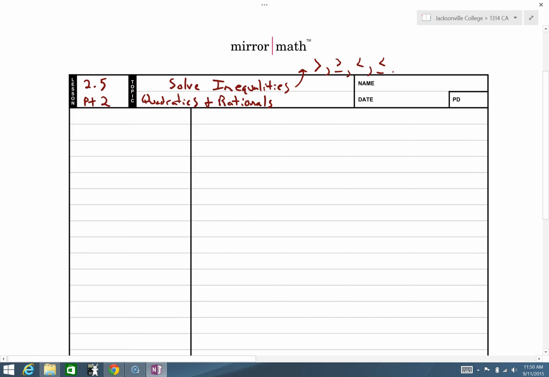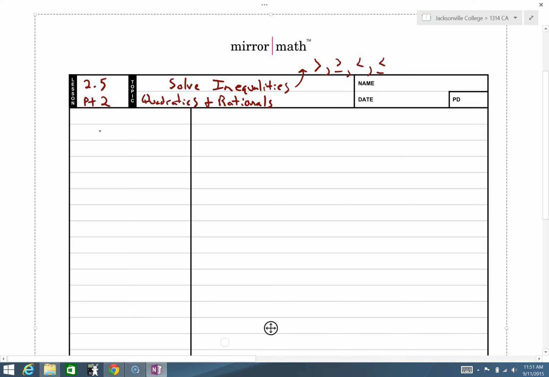In this video, we will be looking at 2.5 Part 2. We're dealing with solving inequalities. Now we're talking about quadratics and rationals. Again, inequalities are one of these symbols. To talk about this section, we're going to go straight into an example.